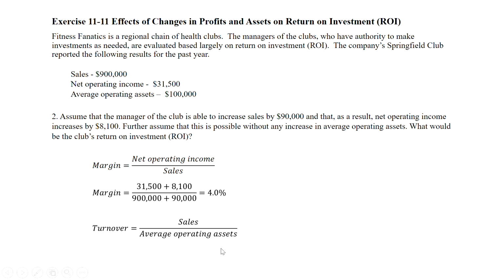Turnover, same formula, but again, some of the numbers are changing. Sales again is increasing by 90,000, but we are not impacting our average operating assets, so they're going to stay as 100,000. So now our turnover went from 9 to 9.90. So actually margin and turnover have both increased as a result of increasing our sales.